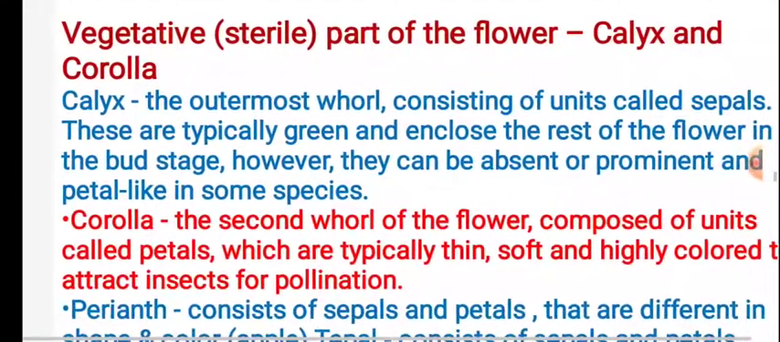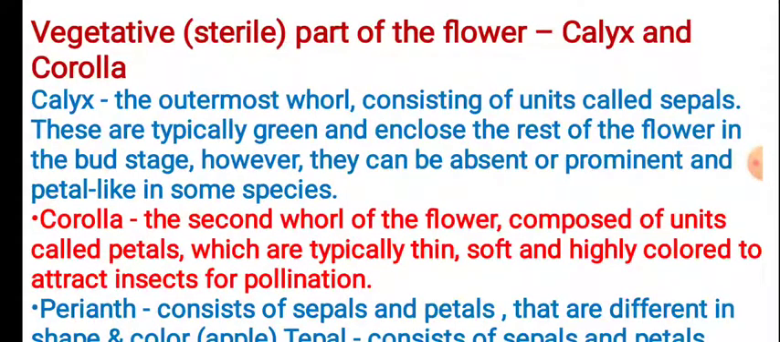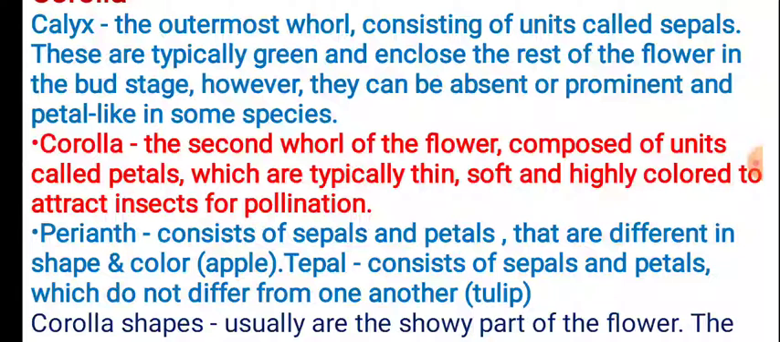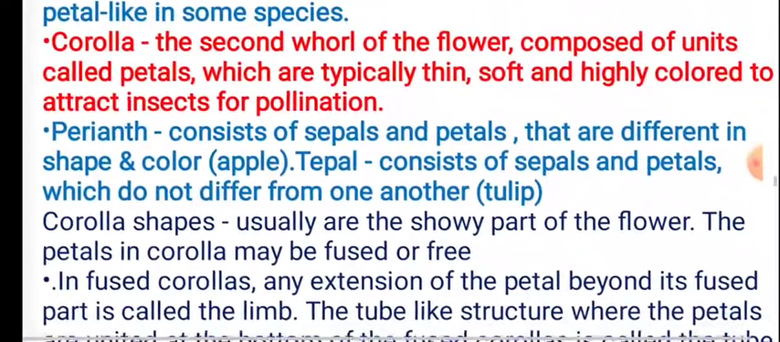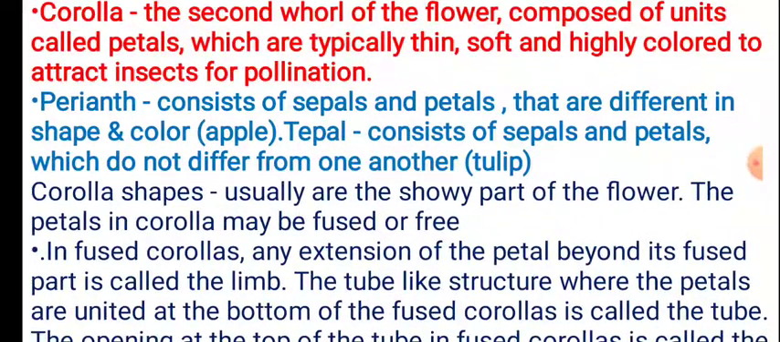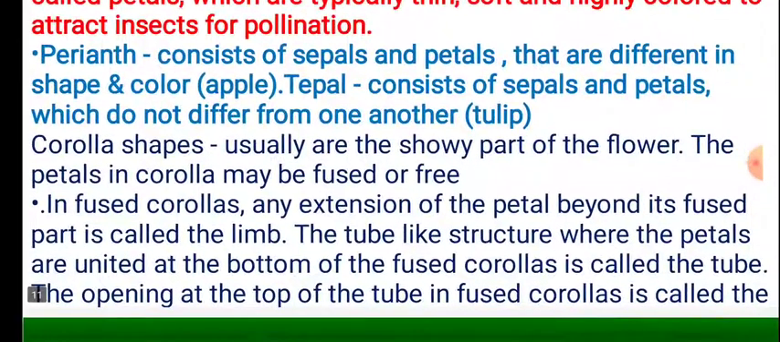Then as per the sterile parts, there are calyx and corolla. Calyx we have already seen, it is typically outermost, and it is green, enclosing the rest of the flower, and prominently it can be petal-like. Corolla is the second whorl of the flower, composed of units called petals, which are thin, soft, and highly colored to attract the insects for pollination. And perianth consists of sepals and petals that differ in shape and color.